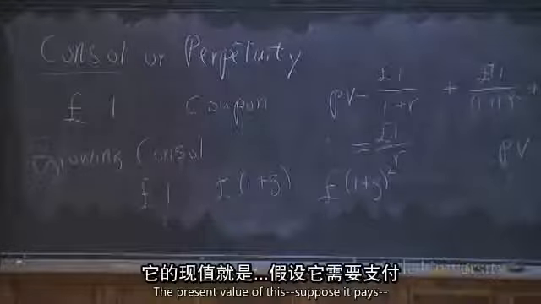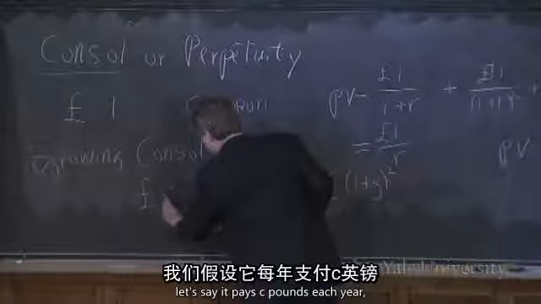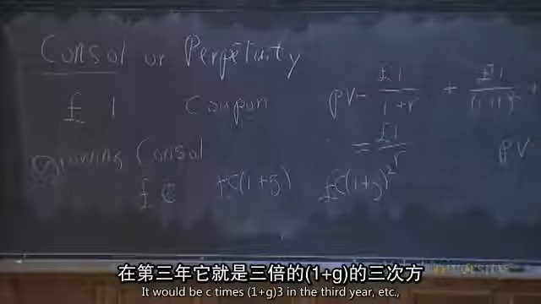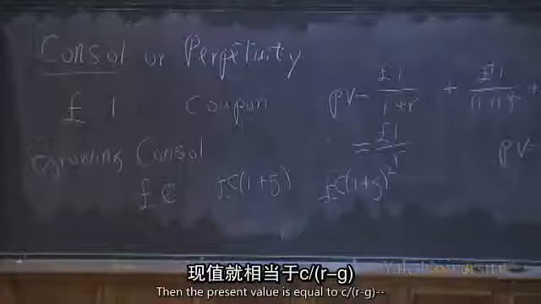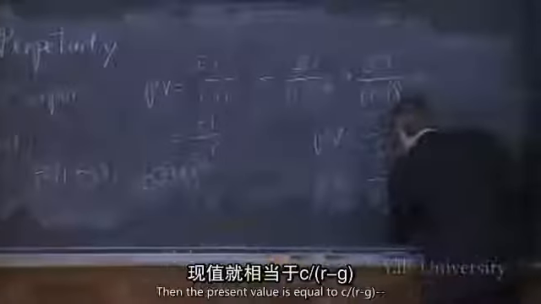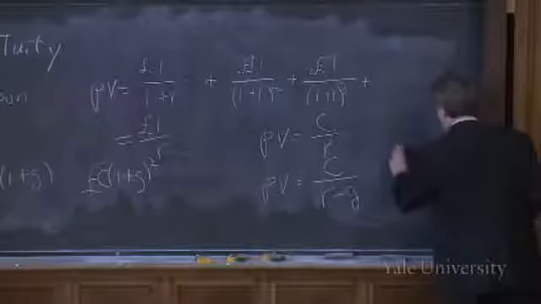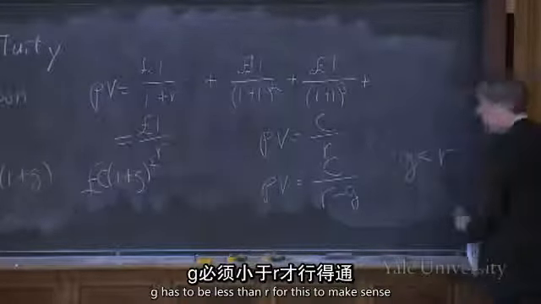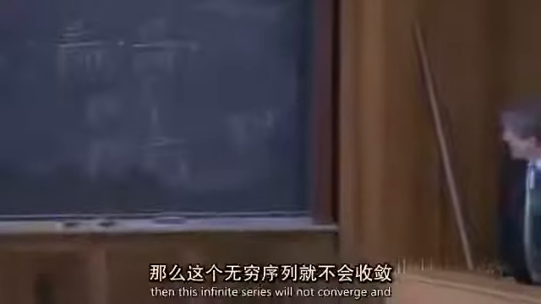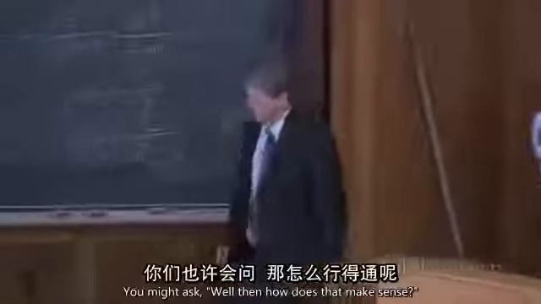and so on. The present value of this, suppose it pays c pounds each year. So it would be c times this. It would be c times 1 plus g cubed in the third year, etc. Then the present value is equal to c all over r minus g. That's the formula for the value of a growing consol. g has to be less than r for this to make sense, because if it's growing faster than the rate of interest, this infinite series will not converge, and the value would be infinite.